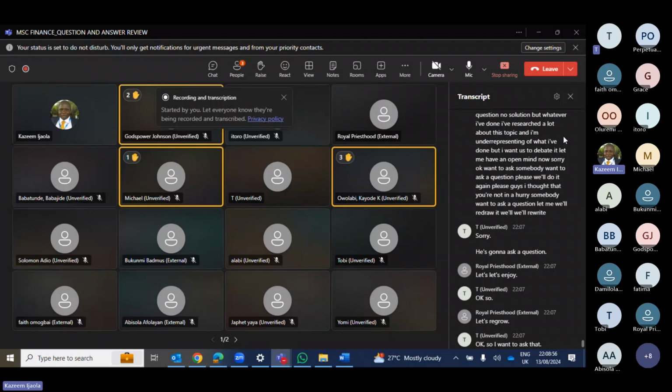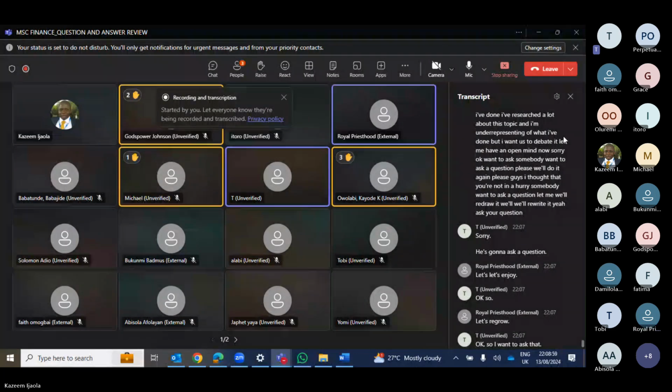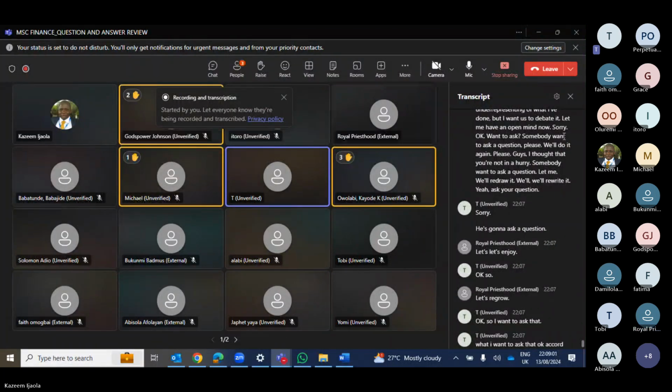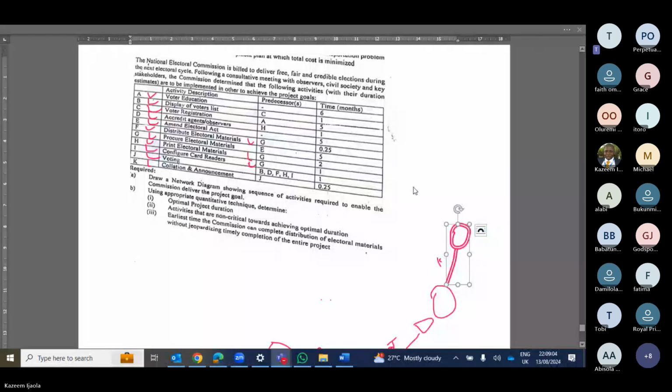Ask your question. Okay, according to what you've drawn, you said a dummy is linked from I. For instance, that dummy is linked from I to something. So where is the link? It's linked from I to.